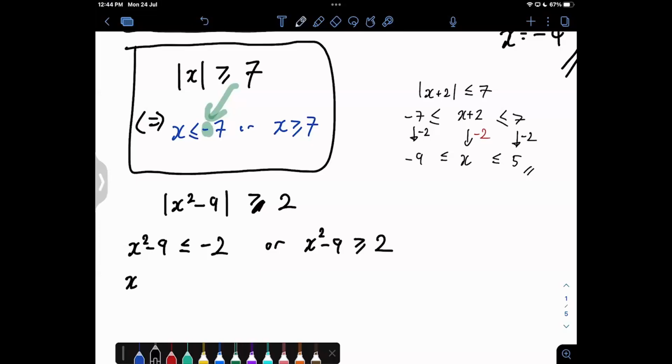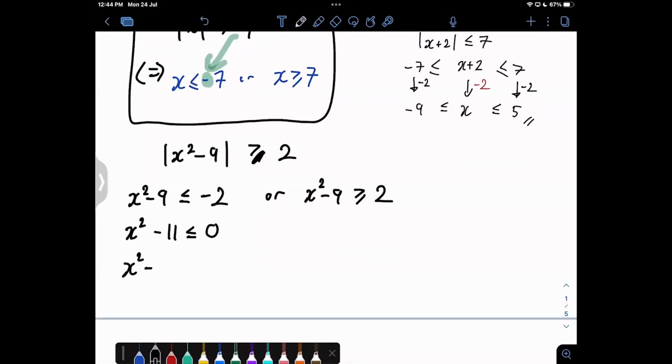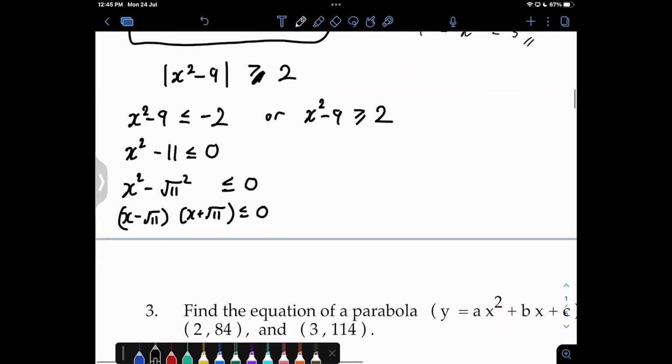Then now you have a quadratic inequality to solve. I think you know how to solve this, right? Yes. We write 9 as square root 11 squared, hmm, then you can factorize as x minus square root, x plus square root. Please don't bring the constant to the right hand side. Then how to solve a quadratic inequality? x times x is positive, so you draw a happy face. You have negative root 11 and positive root 11.